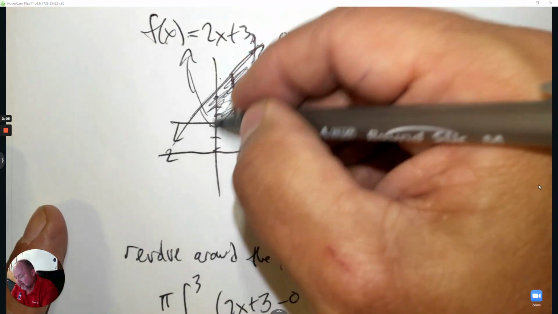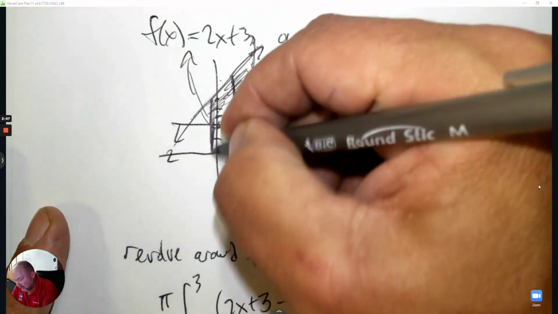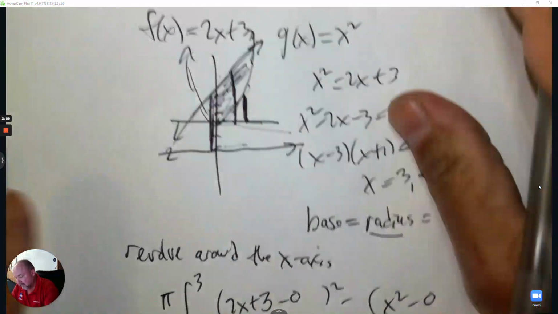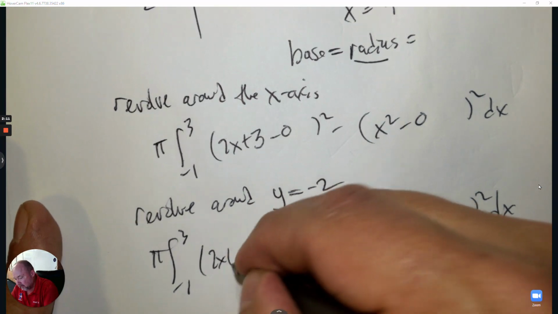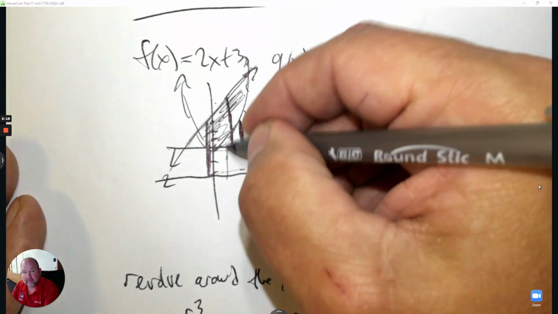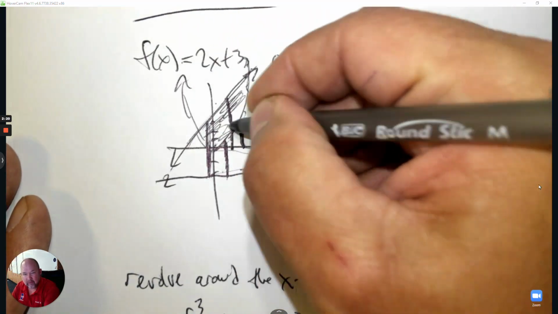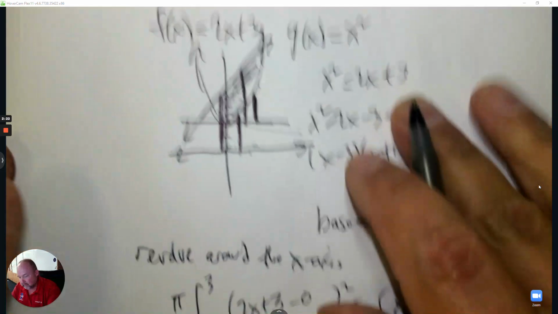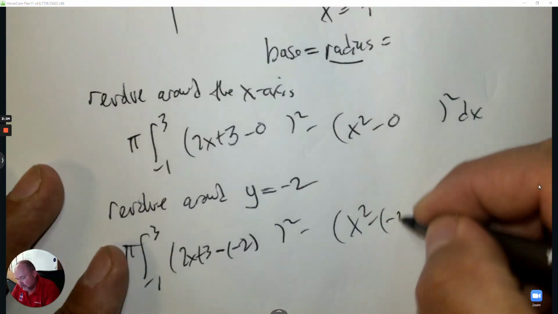So for this one, from this line to the top, again would be the line, but this time take away -2. So it'd be 2x plus 3, subtract -2. That's the big radius. And then if I come back here, again from -2 to the bottom of that curve, it's the curve, the bottom part. So it's the curve, subtract -2, and it's done.